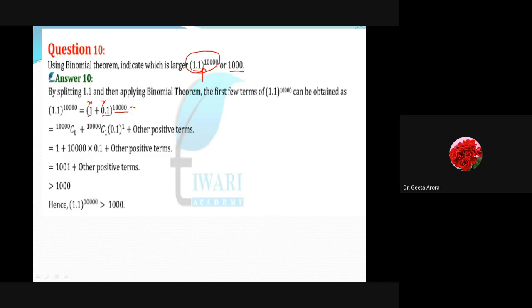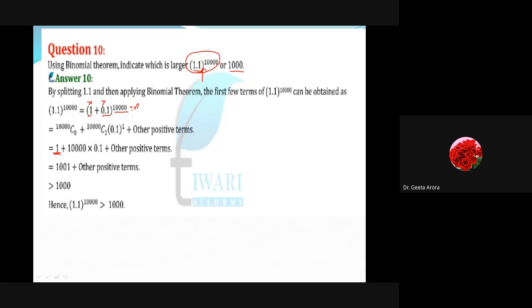So what the first term is, as we have learned, the first term is x raised to the power of maximum, x raised to power n, with nC0. So nC0 means obviously 1. So whether we write it or not, it's x raised to power n, and x is 1. So 1 raised to 10,000 is also 1. So here we are getting the value as 1, the first value.